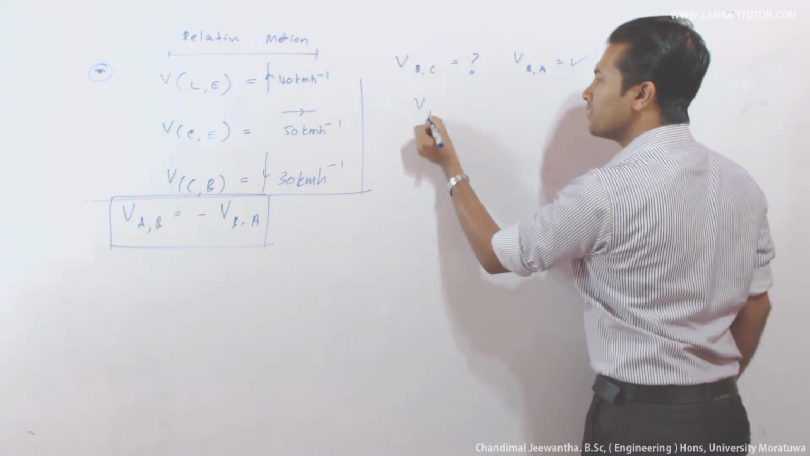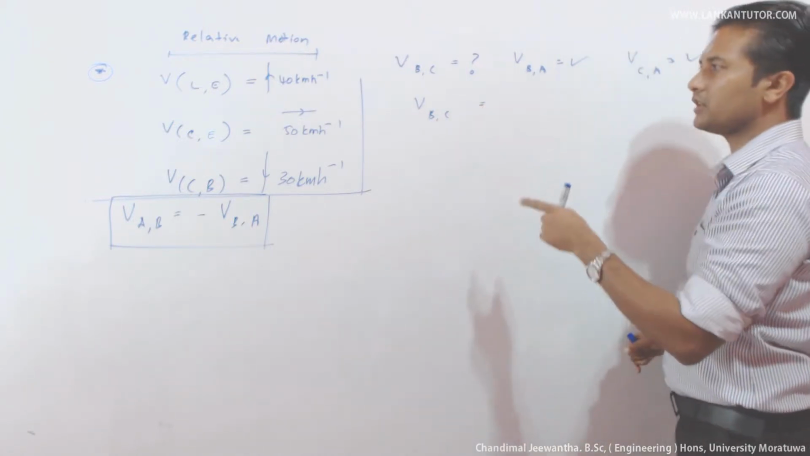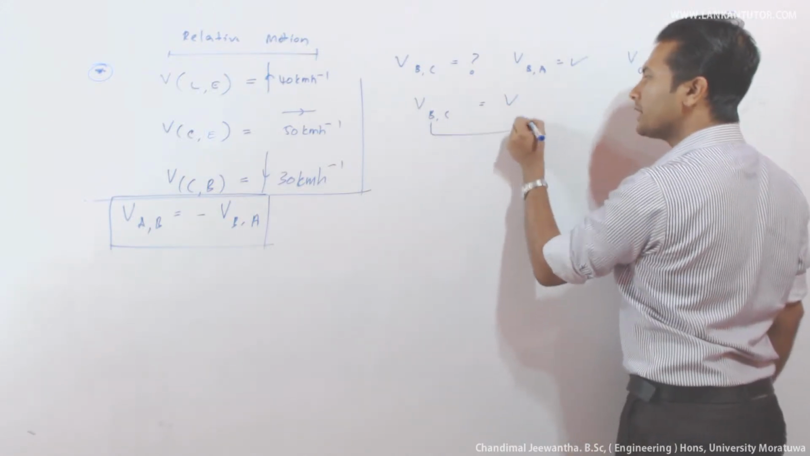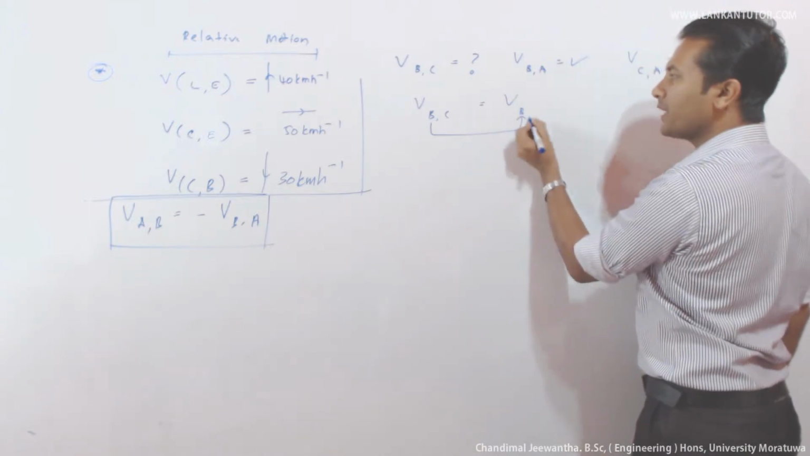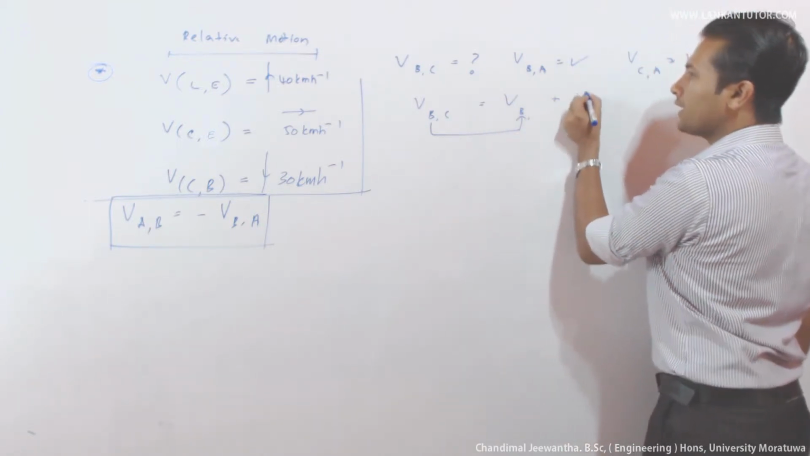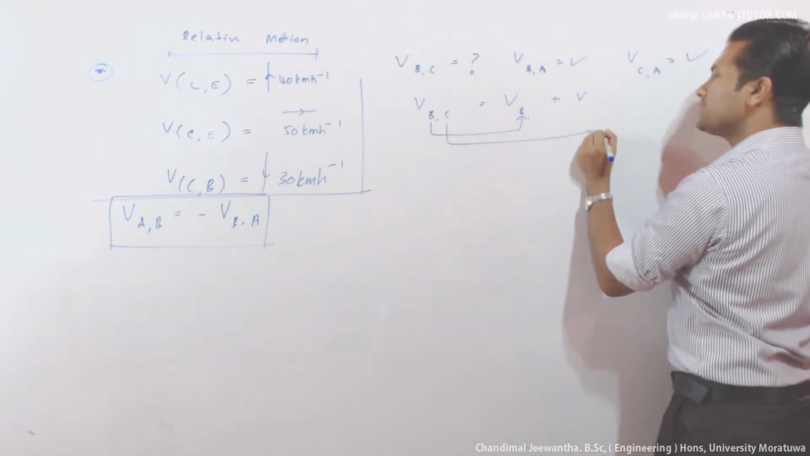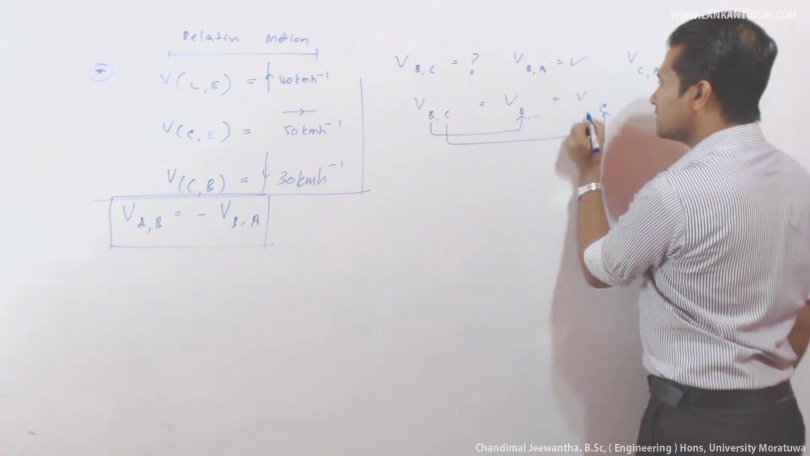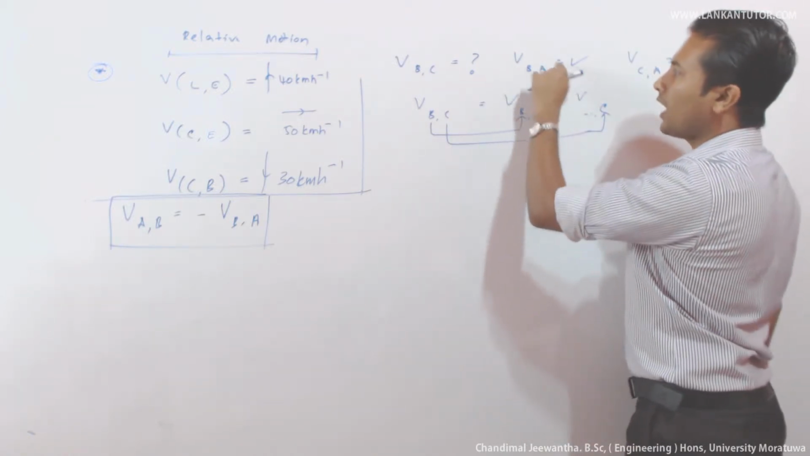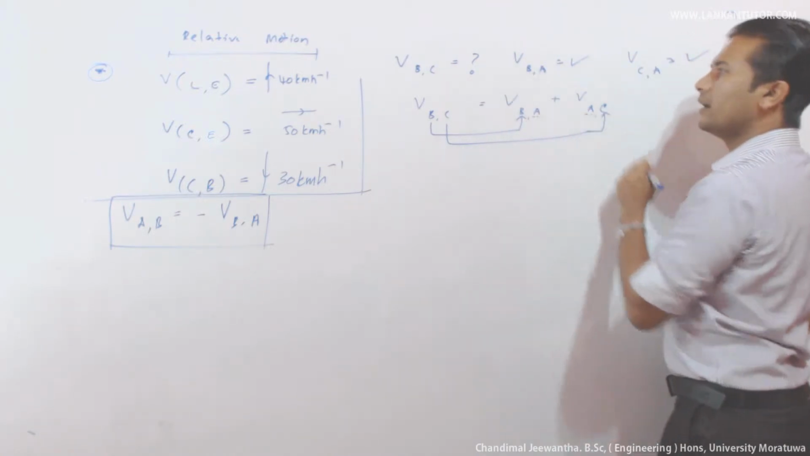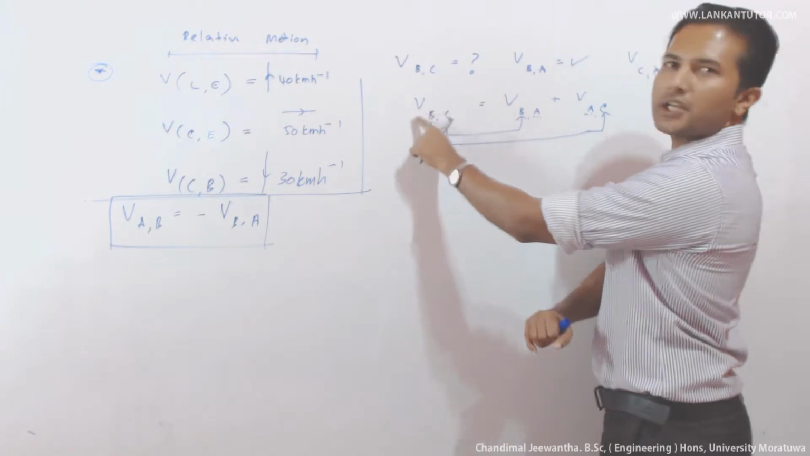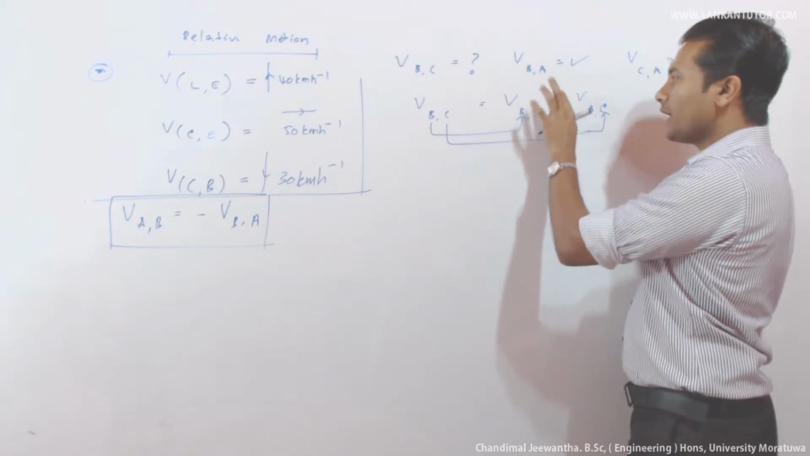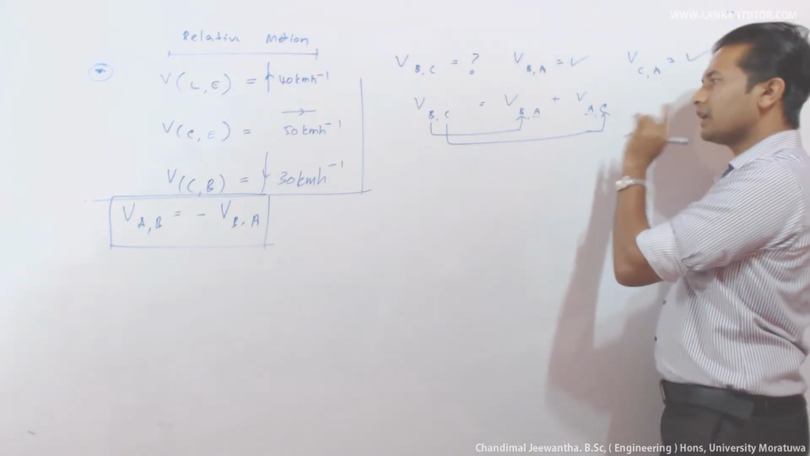So what you have to do is, first of all, create your equation. The procedure is that the initial letter should be placed at the beginning, and the final letter should be placed at the end. Then the remaining space can be filled with another letter like A. Which means velocity of B relative to C equals velocity of B relative to A plus velocity of A relative to C.